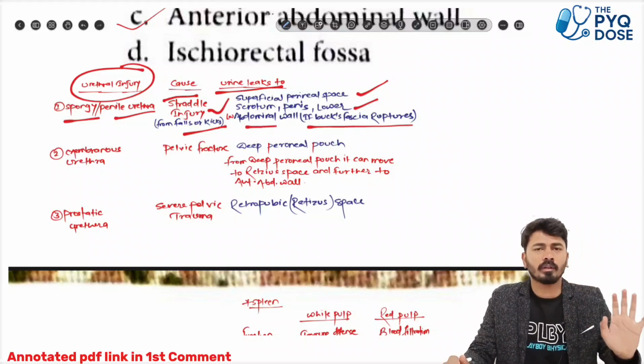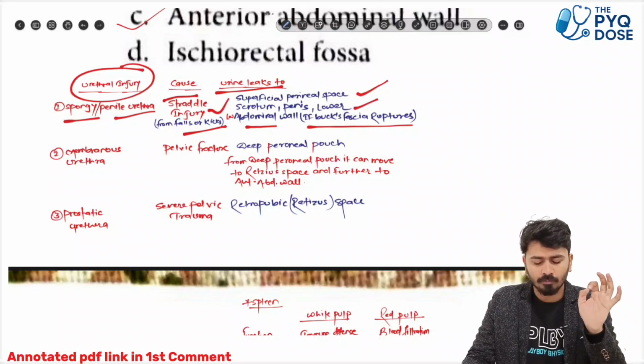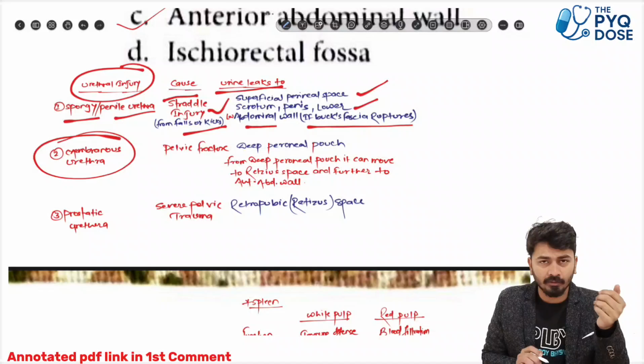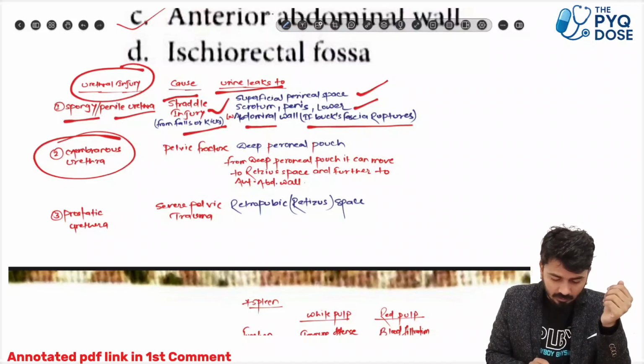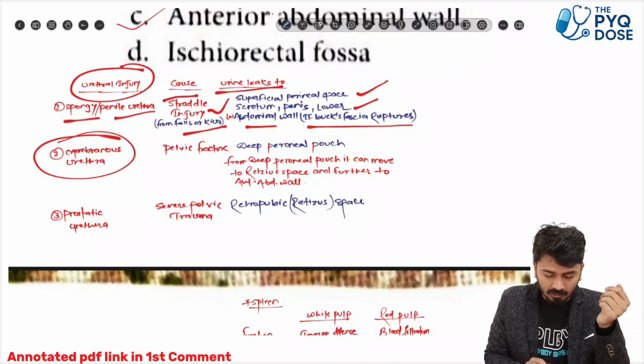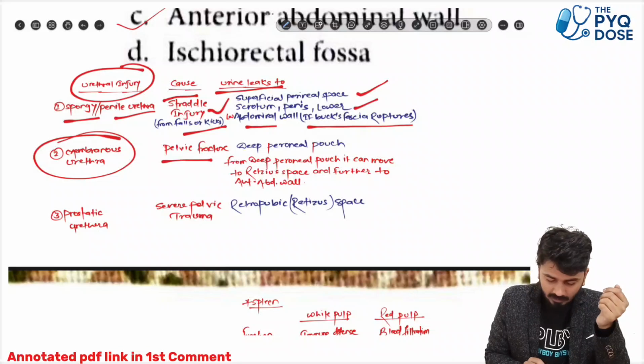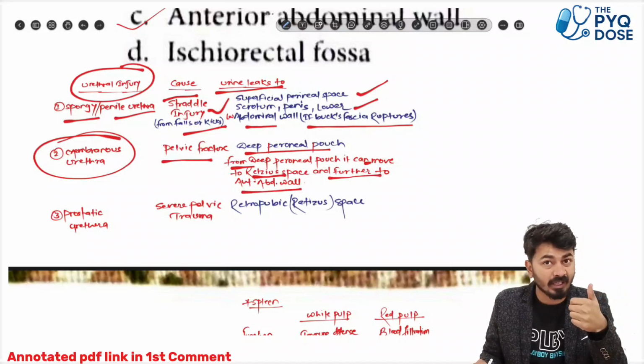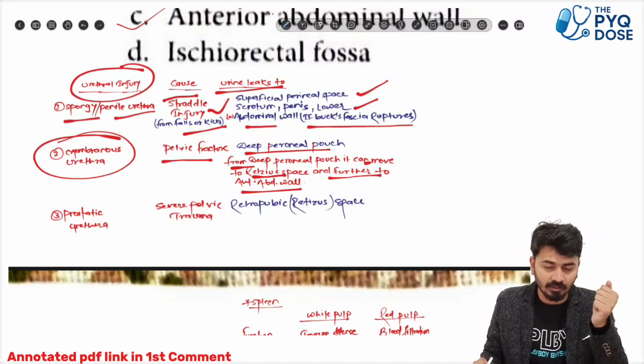You don't need to remember that, you simply need to remember lower abdominal wall. Okay, next, membranous urethra. If the membranous urethra is injured, the main cause will be pelvic fracture, and the urine will leak to the deep perineal pouch. From the deep perineal pouch, it can move to the Retzius space and further to the anterior abdominal wall. Remember the words anterior abdominal wall and the Retzius space.